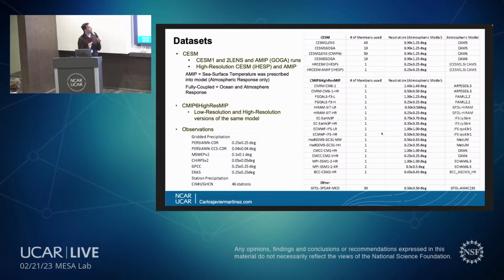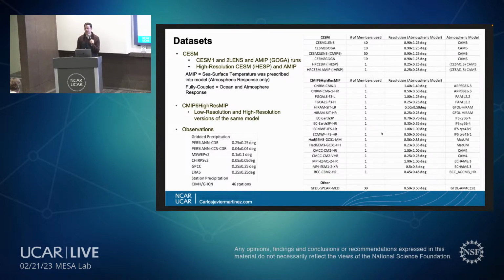The first top right section, that is the CESM, the Community Earth System Model Group, including the version 1 and 2 LENS and the GOGA runs or the SST prescribed runs. And then I also have the high resolution CESM run, which runs under a 25-kilometer grid under the atmosphere model and a 0.1 degree grid in the ocean, which allows me to assess the value of a higher resolution CESM versus the 1 degree approximate grids from the other runs.